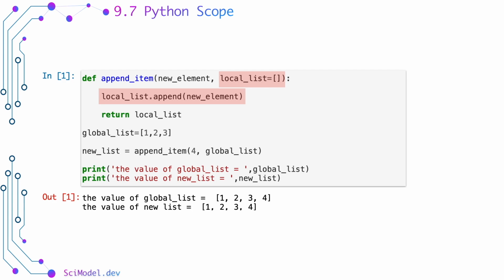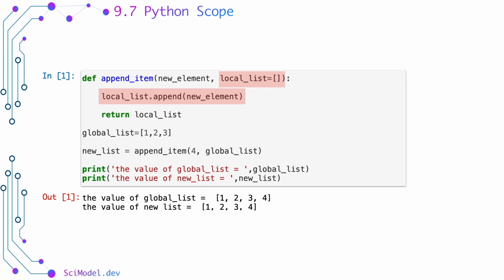Now, we are defining a list called global list outside the function definition, so it is a global scope. Then, the append item function is called with a new element value equal to 4, and the global list variable as a second input argument instead of the default empty list definition in the append item function. The return value of this call is assigned to a variable called new list, which should get the same list as global list variable, but with the new element 4.